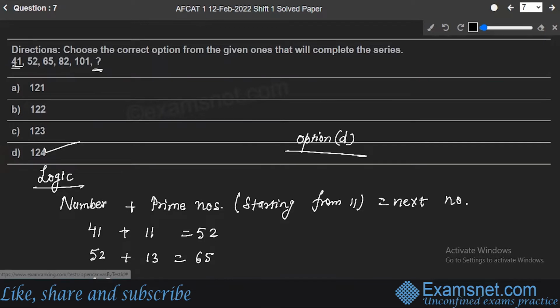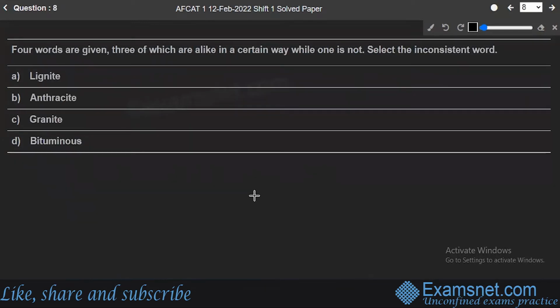Let's move to the next one. Question number 8. Four words are given, three of which are alike in a certain way, while one is not. Select the inconsistent word: lignite, anthracite, granite, bituminous. So, lignite, I'm talking about the very first one. It is a brown coal, a soft brown combustible sedimentary rock.